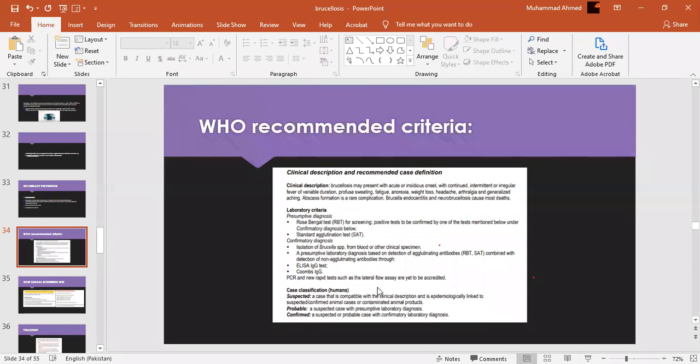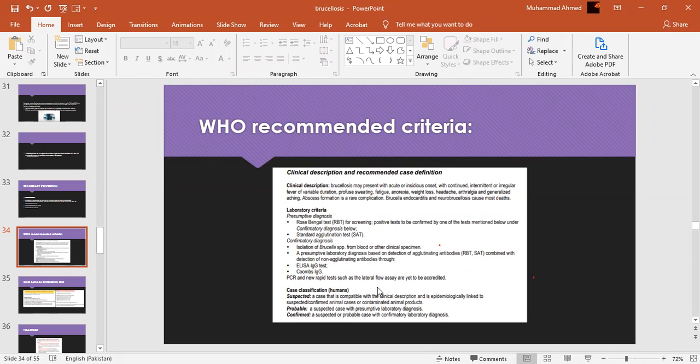After that, laboratory criteria. First of all, presumptive diagnosis comes in, in which we do a Rose Bengal test for screening. It is the most widely used test for screening brucellosis. If the test comes positive, then we go towards the confirmatory test. So presumptive diagnosis we do through the Rose Bengal test and standard agglutination test. Confirmatory diagnosis is by isolation of Brucella species from blood or other clinical specimens.